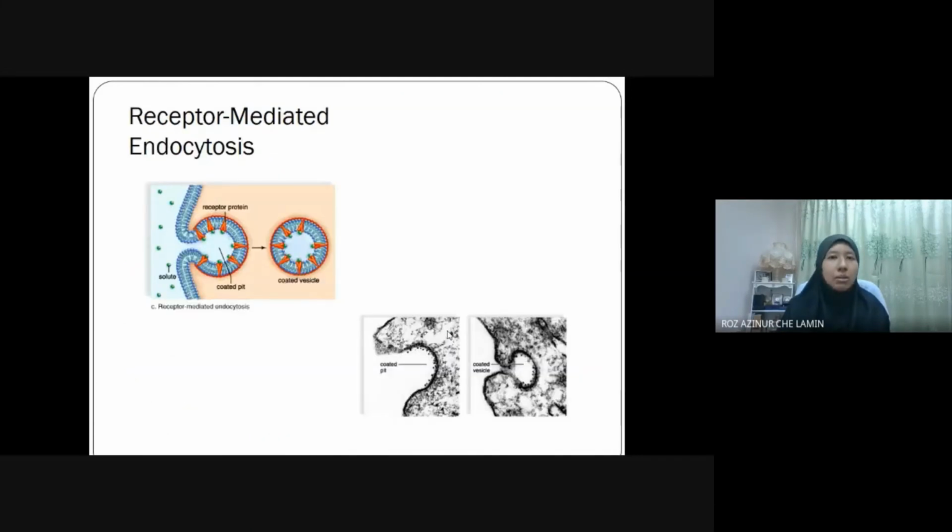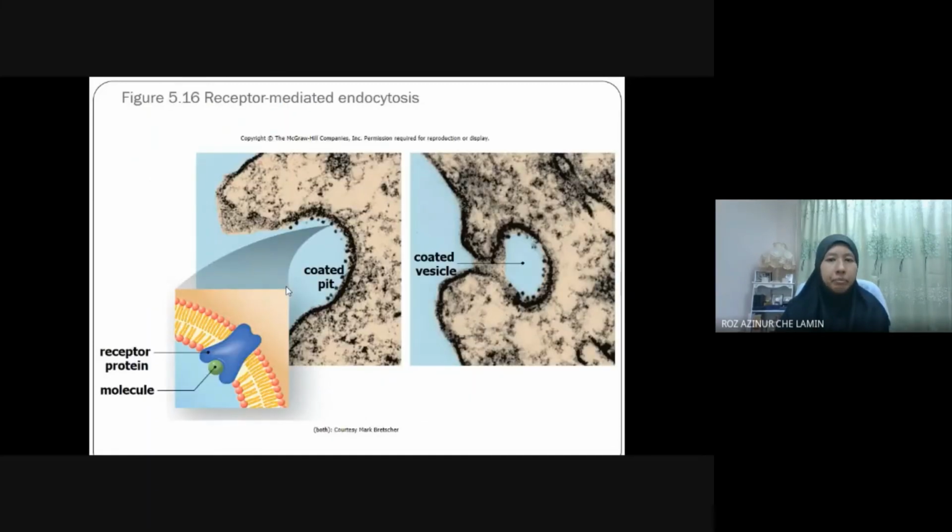So this is the illustration of receptor-mediated endocytosis. The receptor protein binds with the specific molecule. This becomes a coated pit and then it will engulf, pinch off and become a coated vesicle. So this is the same illustration.